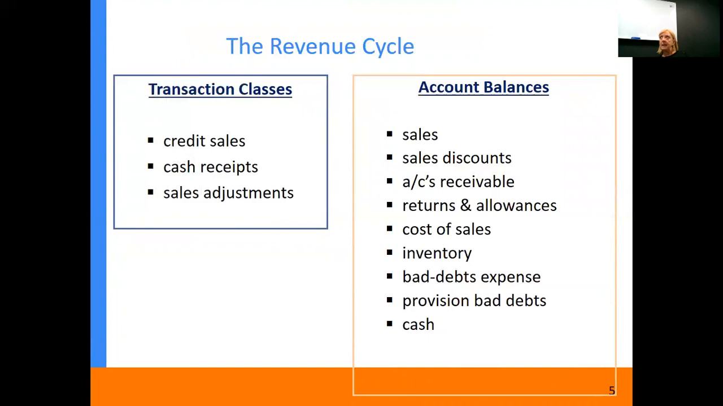In terms of account balances, so there we've got the things worried about transactions, and then for account balances, the account balances in the financial reports that we need to be concerned about are the sales figure, sales discounts, accounts receivable, returns and allowances, cost of sales, inventory, bad debts expense, provision for bad debts, and cash. So they're all of the accounts that are going to be impacted by the revenue cycle.